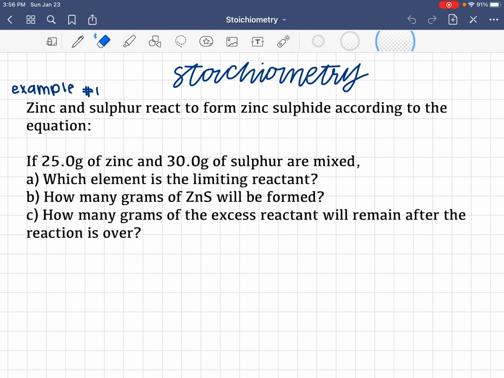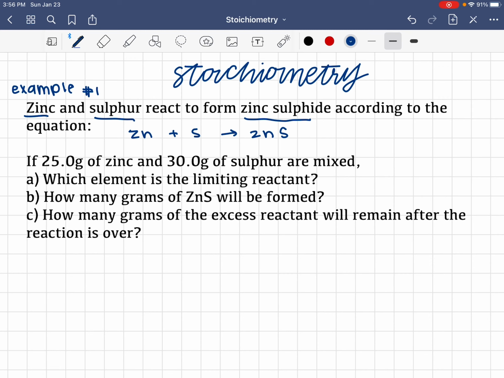So to write the equation, we know zinc, which is Zn, reacts with sulfur, which is S, to form zinc sulfide, which is ZnS. This equation is already balanced, so there's nothing we need to do. If 25 grams of zinc and 30 grams of sulfur are mixed, which element is the limiting reactant? Before we can determine which is the limiting reactant, we have to convert what they give us into moles, so we can compare it with the ratio.